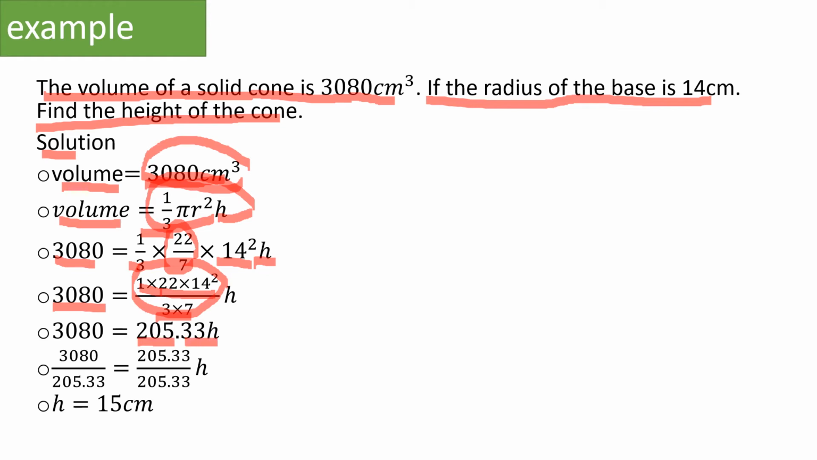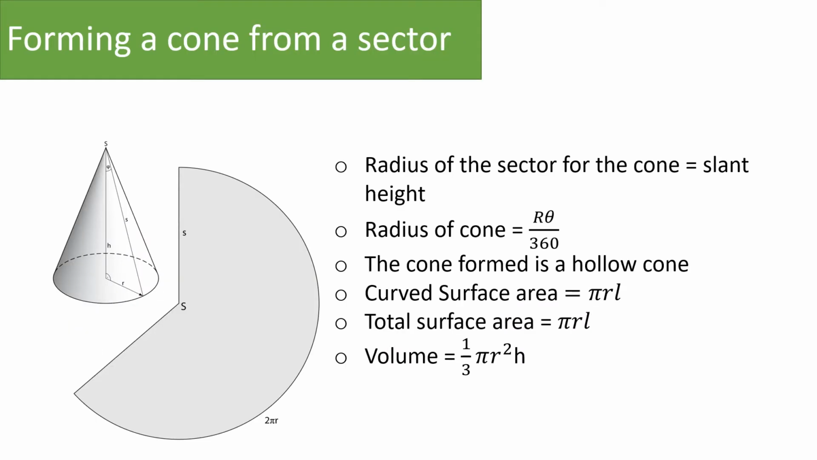So when you multiply and divide by 3 times 7, we'll get 205.33h. So we divide both sides by 205.33h. So it will be 3080 over 205.33, and here 205.33 over 205.33h. So our h will be 15 centimeters. The height will be 15 centimeters.